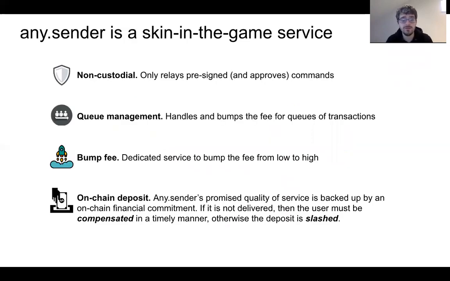It's basically a skin in the game service. It's non-custodial. So the user's pre-signing these meta transactions, these commands, and sending it to us, and we guarantee that it gets in. We can't approve commands on behalf of the user. The whole point of any.sender is to deal with queue management. We'll deal with queues of transactions. We'll deal with thousands or hundreds of transactions. We'll order them, we'll bump them based on priority, and we'll continually keep bumping the fee as well until all the transactions get processed. And of course, there's this on-chain deposit, this skin in the game.